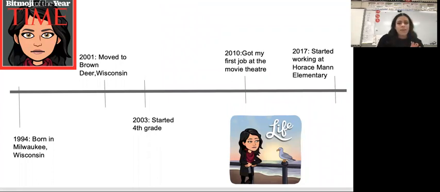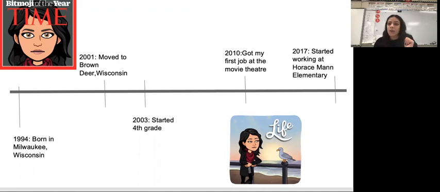So I have on the screen here a little bit of a personal timeline. These are some of the events that have happened in my life. And even on the next page, I'm going to add a couple more. So I have the year I was born and then some major events that happened in my life. I moved. I started fourth grade in 2003. In 2010, I got my first job. And I'll even show you on the next page, I have some other events that I thought of even after I made this first draft, if you will.